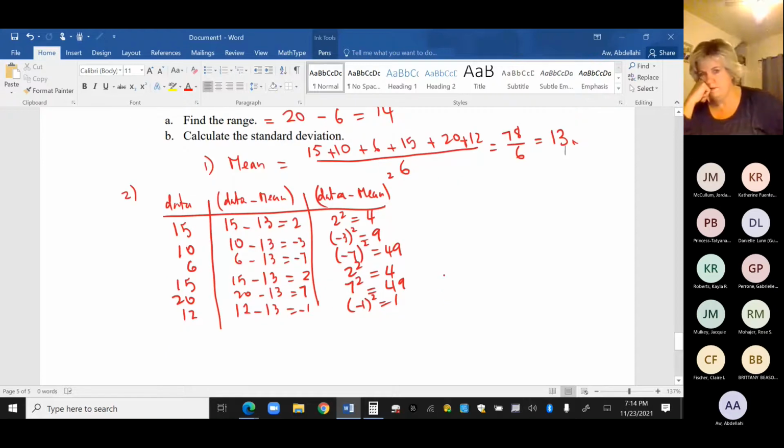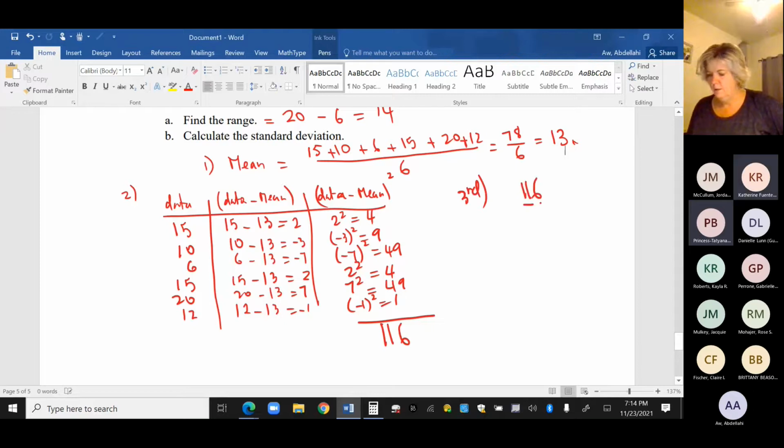And then we add them up, right? Add them up, we get how much? 116. 116 divided by 6. That's the part that I messed up on. I forgot to divide by 6. Exactly. 116 divided by 6 gives you 19.33.